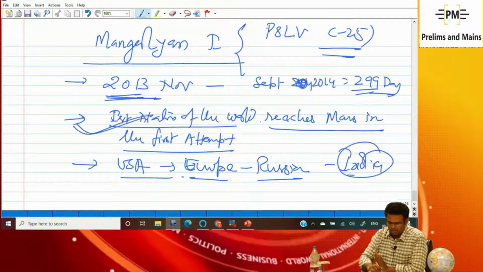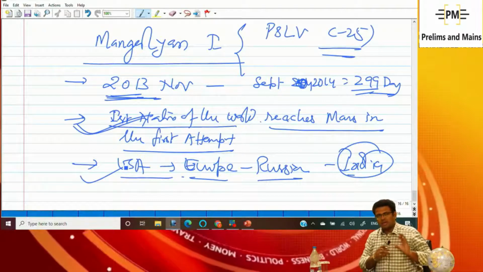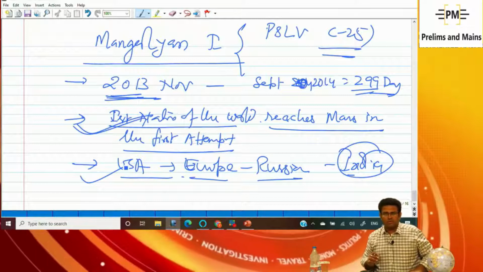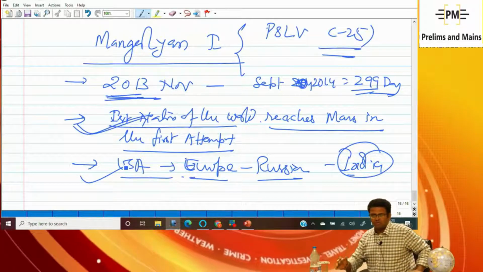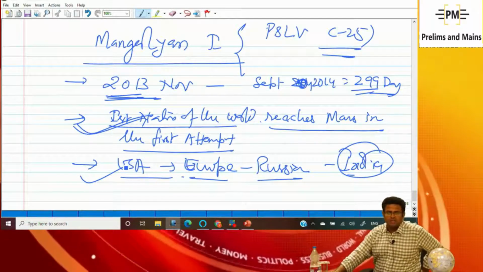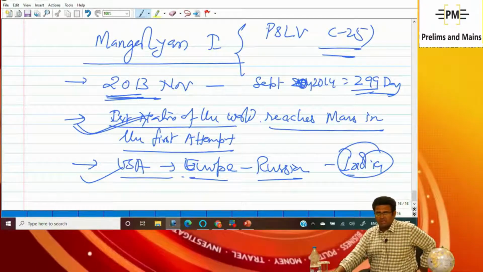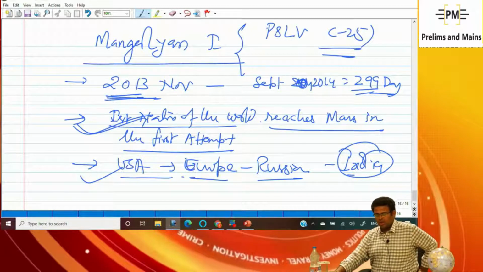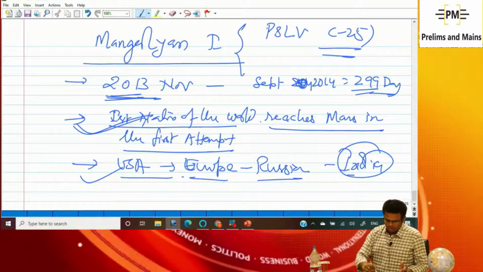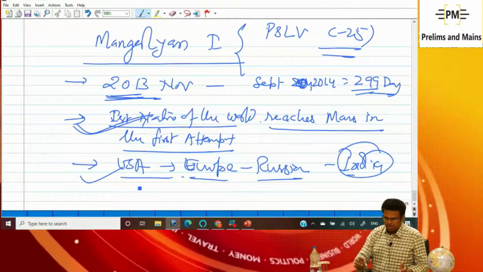And the first pride is the first attempt. None of the other countries was able to reach Mars in the first attempt; they have taken 2-3 attempts to get it right. Sometimes they would miss the orbit of Mars and then it became unsuccessful. So you can think of how highly sophisticated the technology is that India has. So it is the first nation of the world, and then USA, Europe and Russia after that.